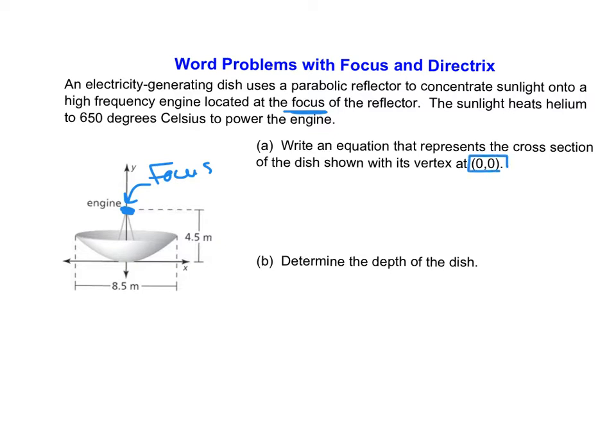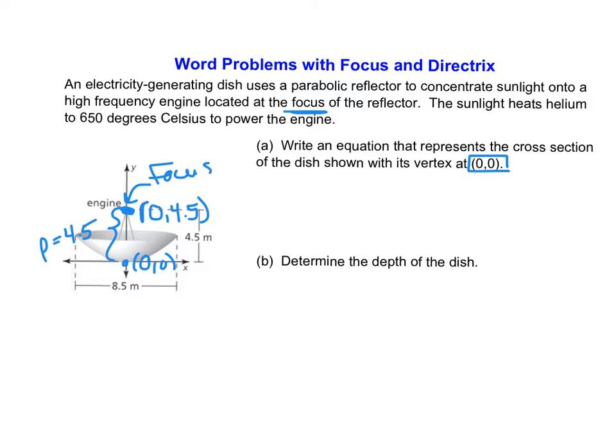It then says write an equation that represents the cross-section of the disk shown with its vertex at 0, 0. So we're going to write an equation here. We know that the vertex is here at 0, 0. And if we use the context clues in the picture, we can see that the focus occurs at x is 0, y is 4.5. So we really have everything we need to write this equation already. We don't need the directrix because we can already see that our p-value is equal to 4.5.